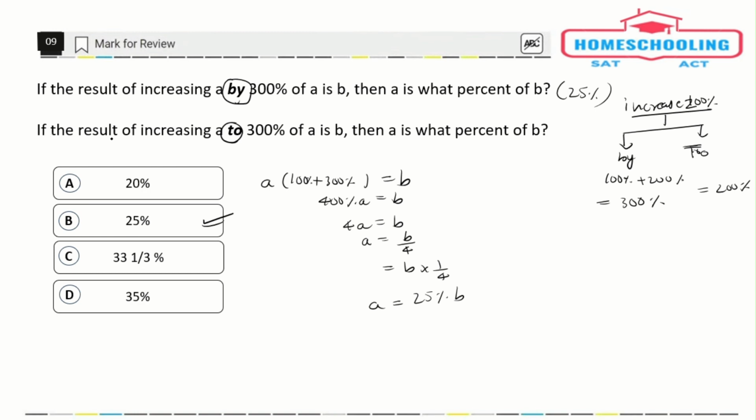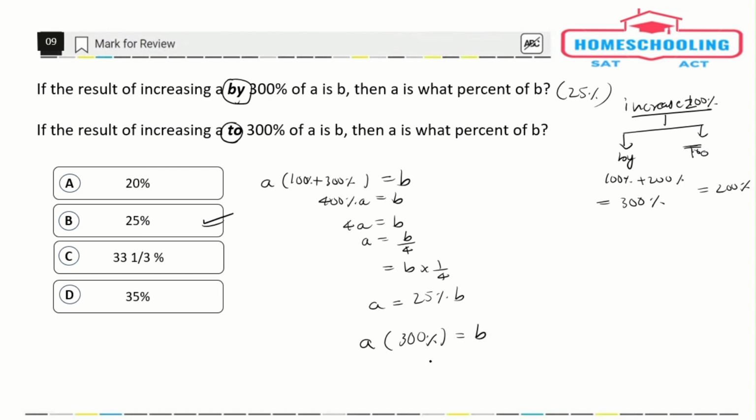If the result of increasing A to 300%, so A is increased to 300%. If you are using 2, then it would be increased to 200%. Then we will simply write 200%, and by then 100 plus 200%. So here it is 2, so we'll simply write 300% is equal to B.